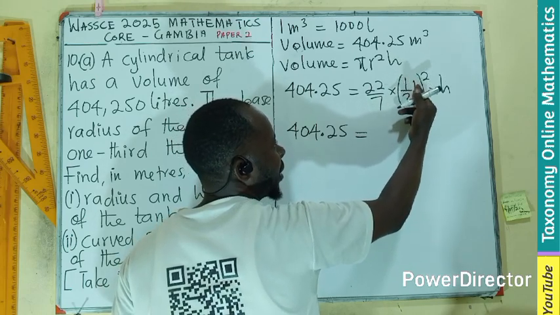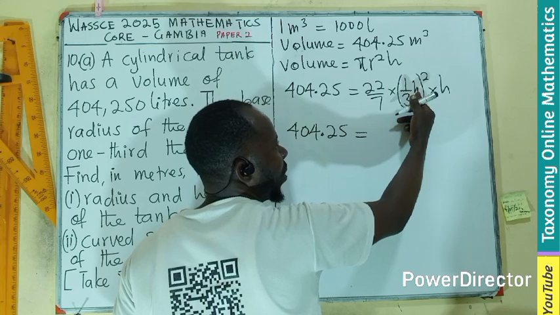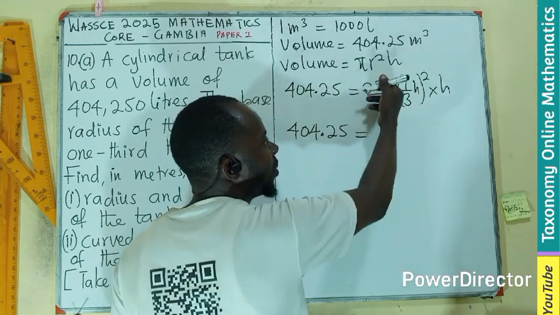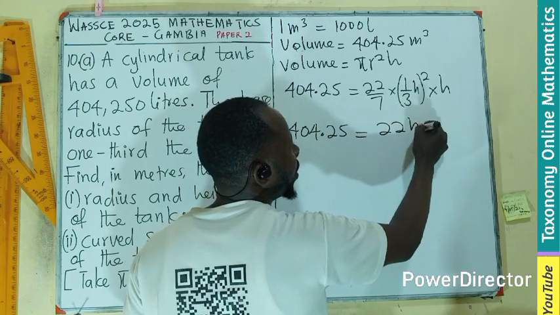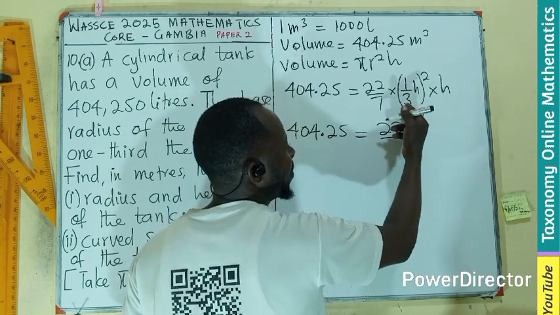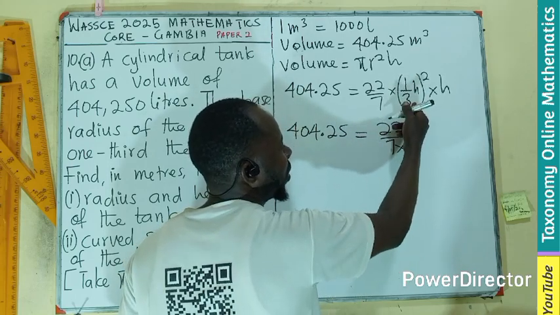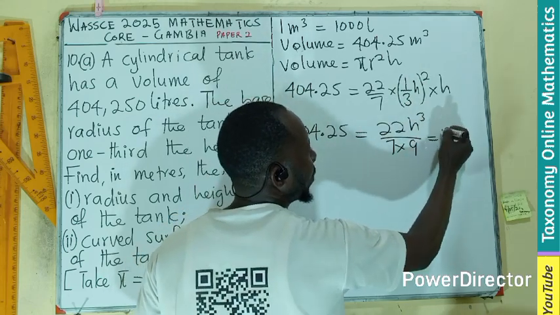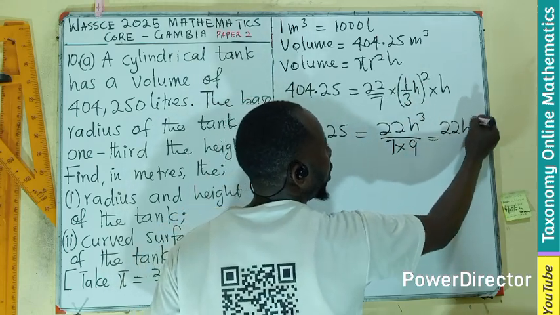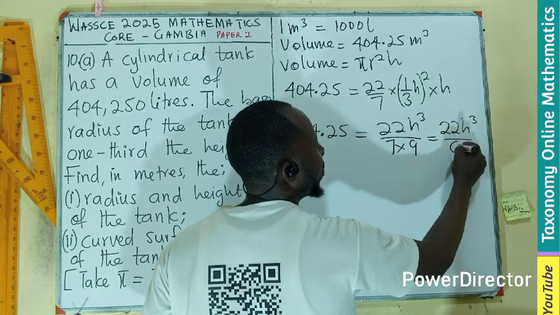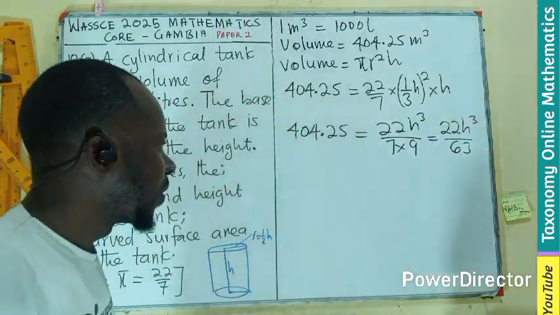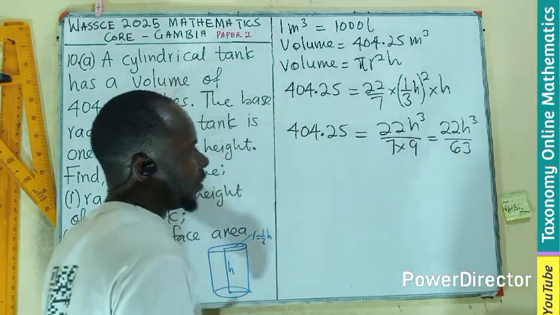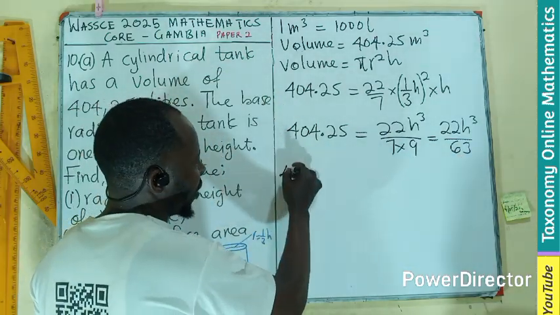This is going to be 1 square h square. That will be 1 square will be 1, h square times h will be h cube, times 22. So 22 h cube divided by 7 times 3 square. 3 square is also 9, which is the same as 22 h to the power 3 divided by 63.